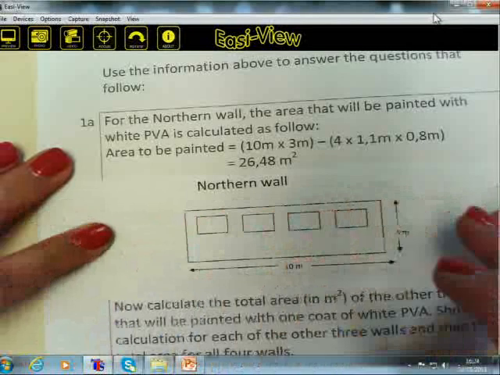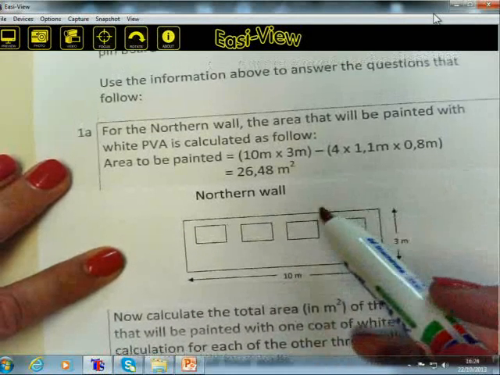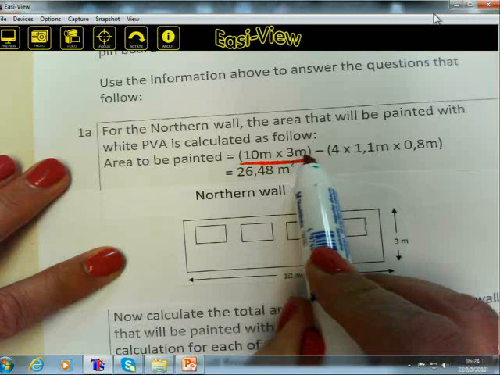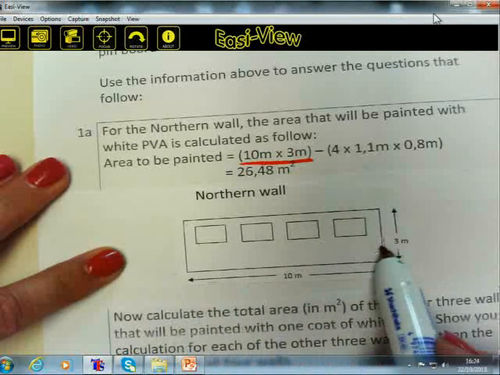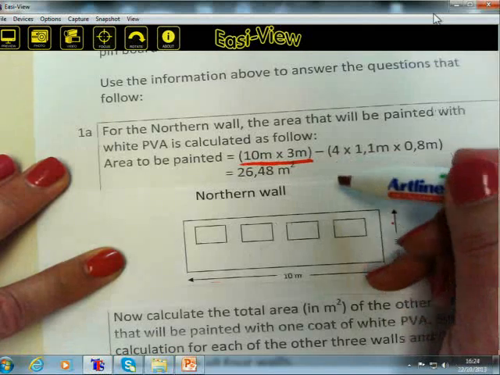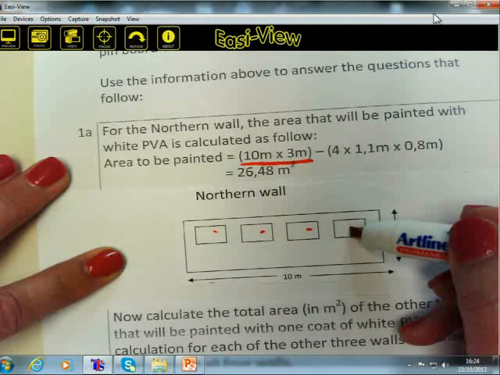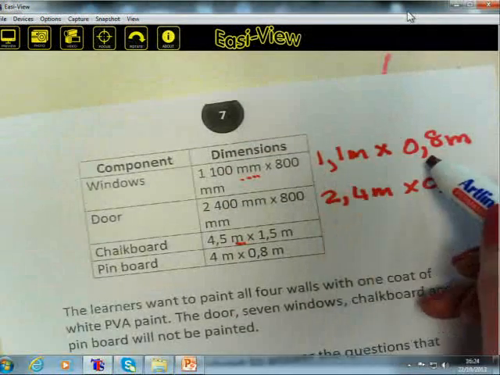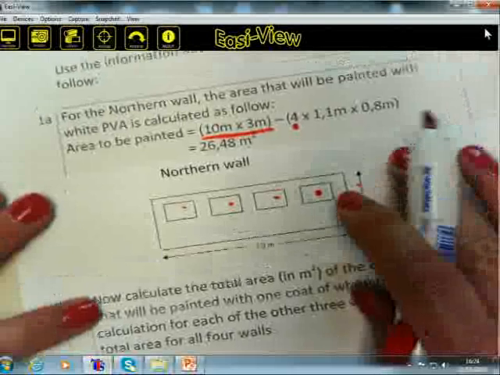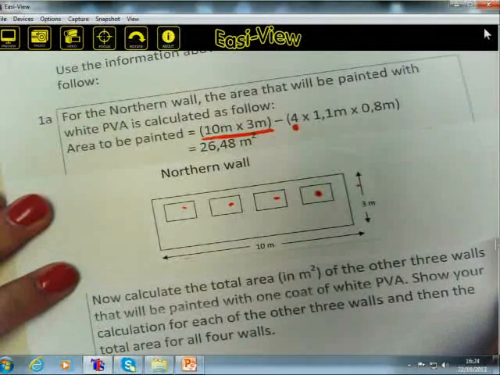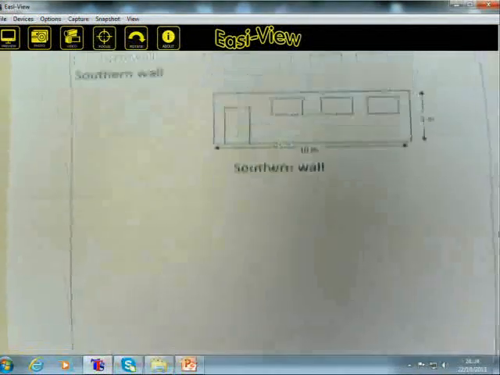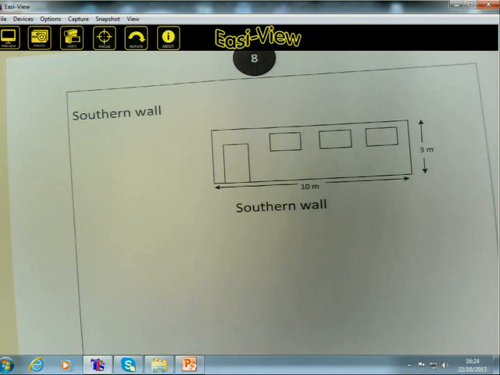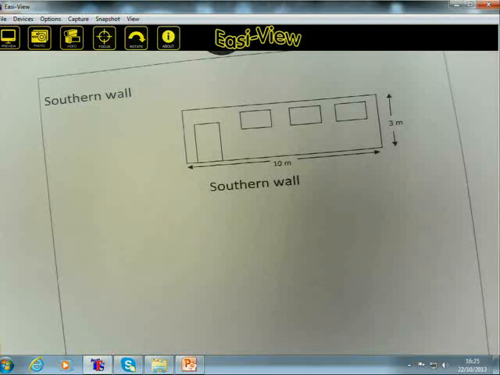They said to paint the northern wall, how would they do that? They took the whole area of the wall, it's 10 times 3, and they minus 1, 2, 3, 4 windows. 4 windows and the sizes of the windows, we got it here, 1,1 times 0,8, and then we get 26,48. And now they said we must calculate all the walls in exactly the same manner. So let's start with the southern wall. Again, as you can see, we do it as we eat an elephant.